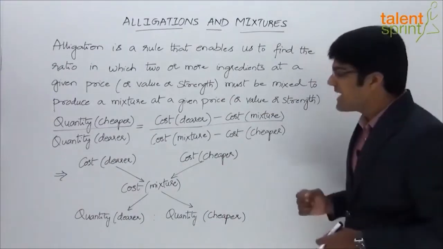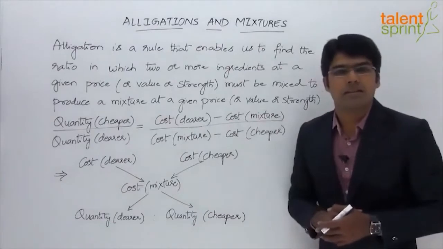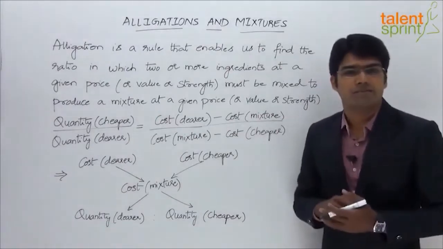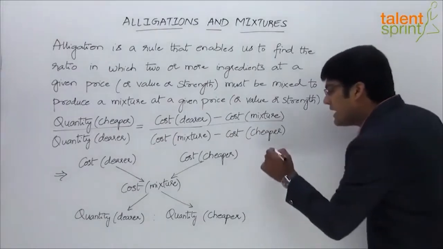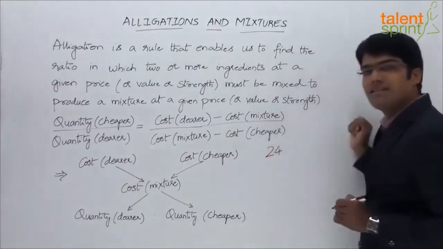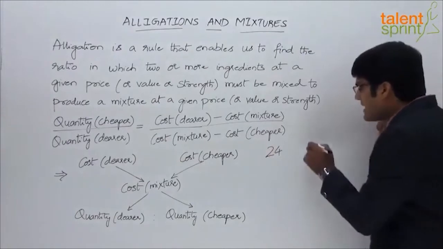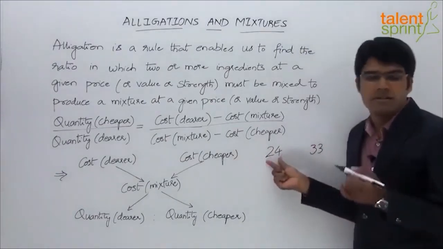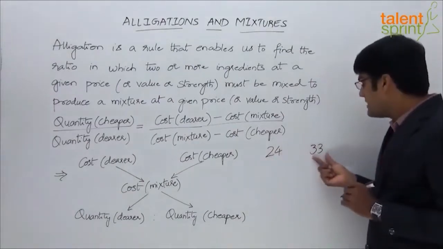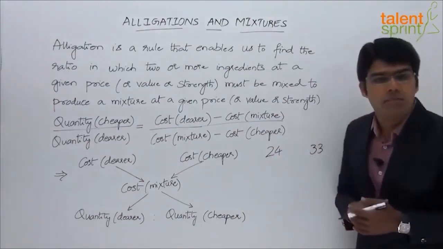Let us take a simple example to understand the application and the usage of the alligation rule. Let's say we have got two qualities of wheat. Quality 1 at 24 rupees per kg and the second quality at 33 rupees per kg. So we have got a cheaper quality which is at 24 rupees per kg and a dearer quality which is at 33 rupees per kg.